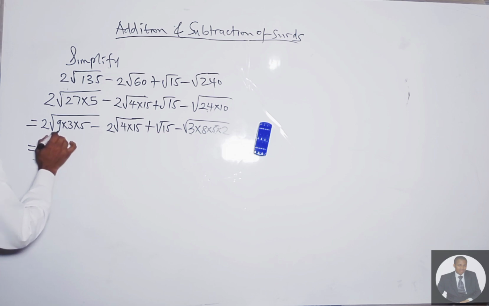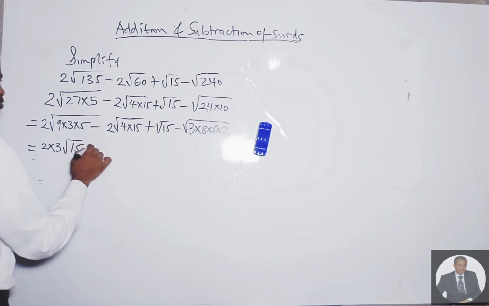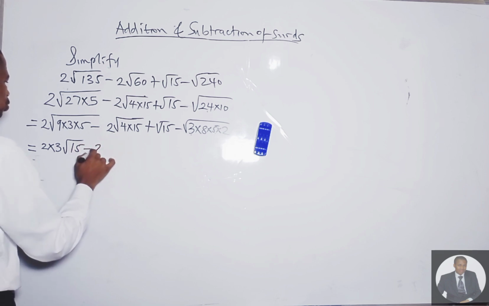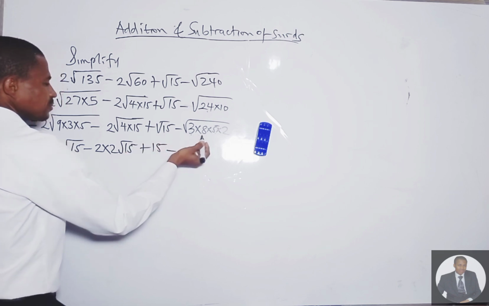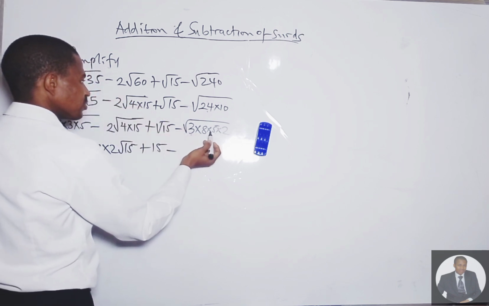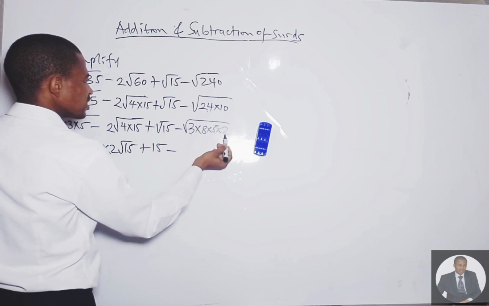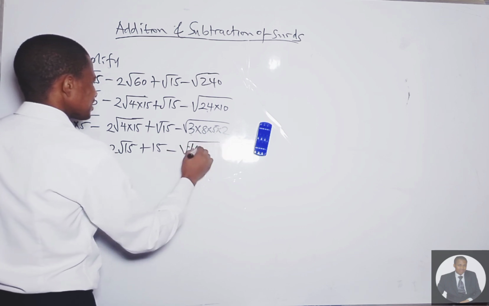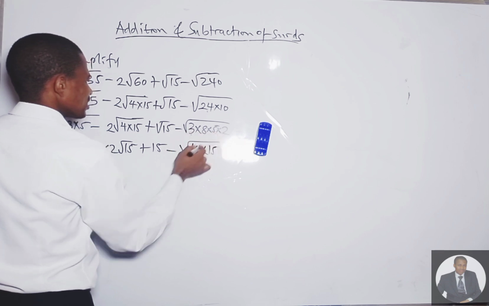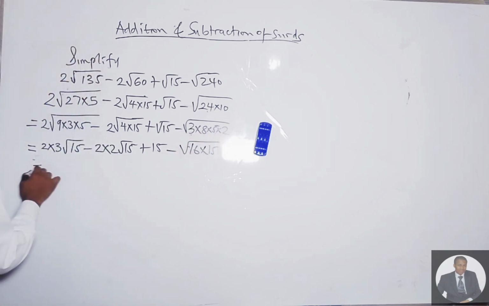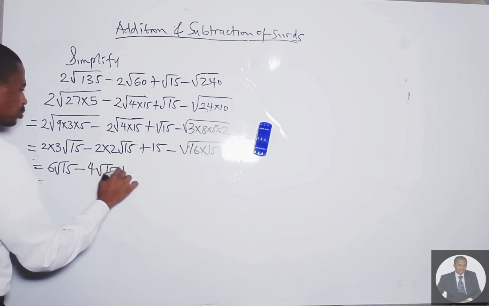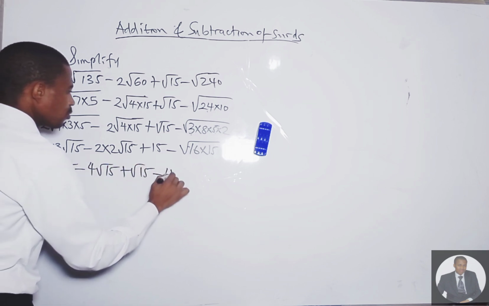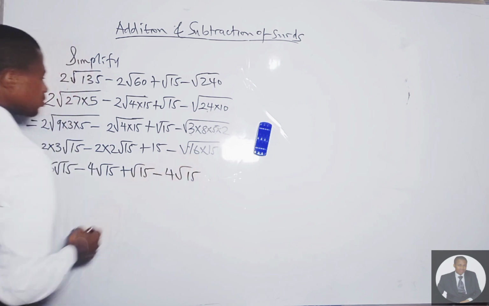The square root of 9 is 3. So we say 2 times 3 root 15 minus the square root of 4 is 2. So 2 times 2 root 15 plus root 15 minus. Now we have the square root of 2 times 8 is 16. So we have 16 times 15. 2 times 8 is 16, 3 times 5 is 15. So we have 6 root 15 minus 4 root 15 plus root 15 minus 4 root 15, because the square root of 16 is 4.